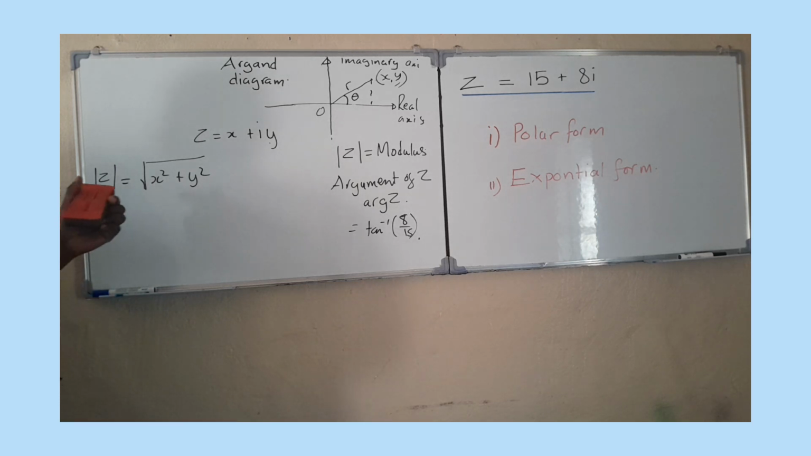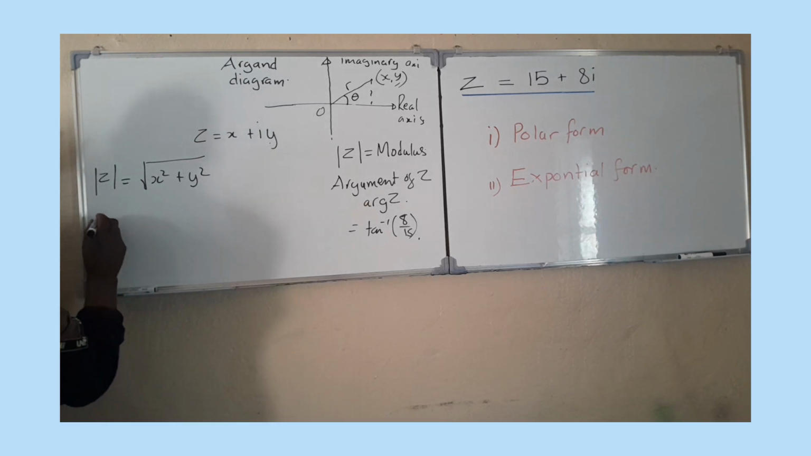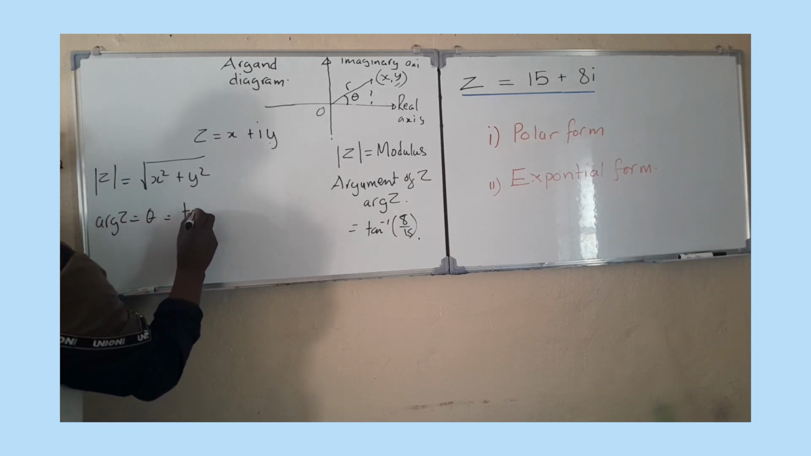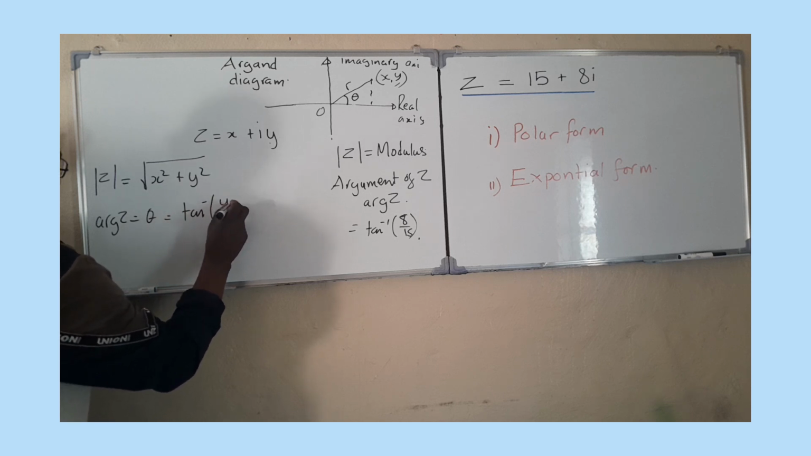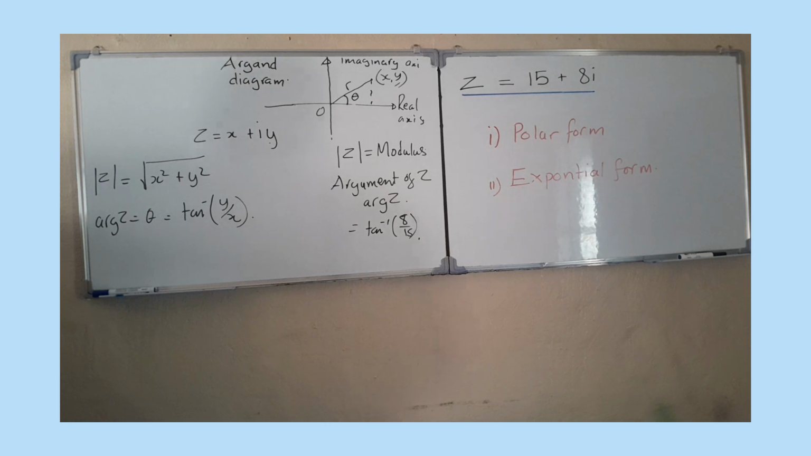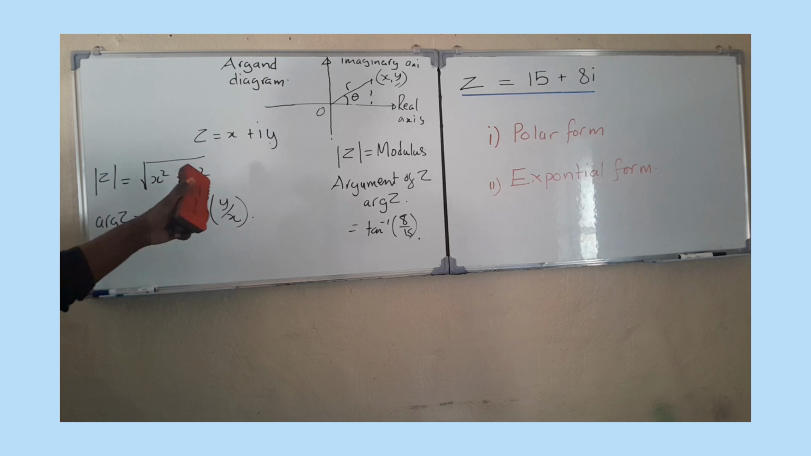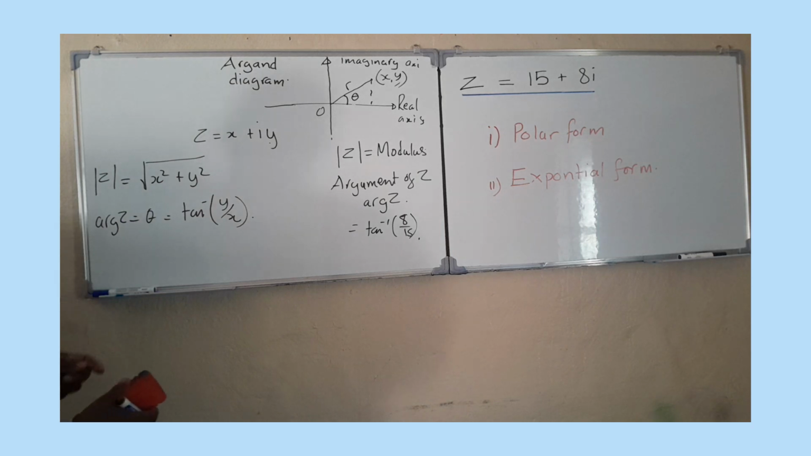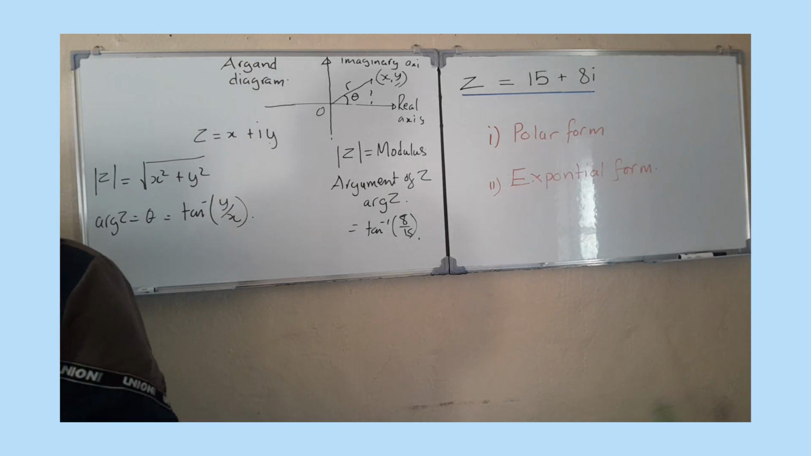This should ring a bell because that's what happens in coordinate geometry. Secondly, our argument of z, which is arg z, which we said is theta there, is equal to arctan y over x. So for any complex number represented on the Argand diagram by the point (x, y), the modulus is the root of x squared plus y squared. The argument is arctan y over x. Now we can come back to our z now that we've got the formulas.